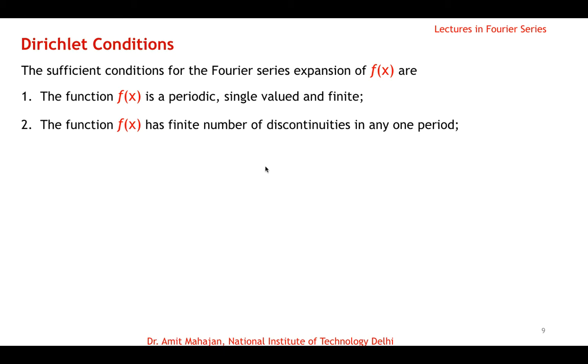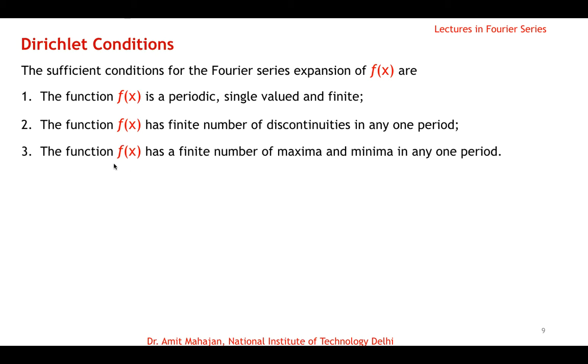And then there is the third condition, that the function has a finite number of maxima and minima in any one period. So in that period the maxima and minima should be finite in number. If a function satisfies these conditions, then these conditions are sufficient to know that the Fourier series expansion for the function is possible.